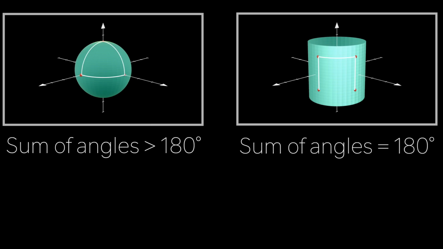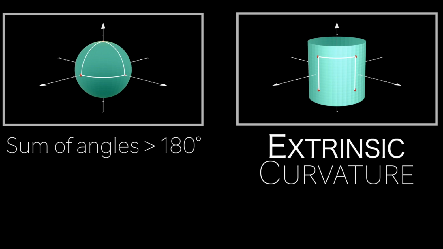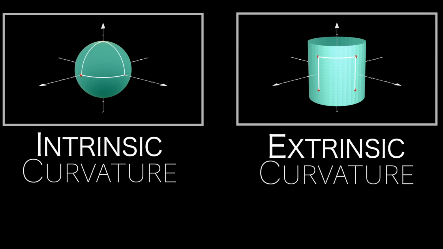Because in this case the curvature is only observable from another dimension, this type of curvature is called extrinsic. You can think of it as a flat plane in disguise, folded in an extra dimension. The sphere's curvature, in contrast, can be observed without leaving its surface. Just draw a triangle and measure the sum of its angles. This is called intrinsic curvature.